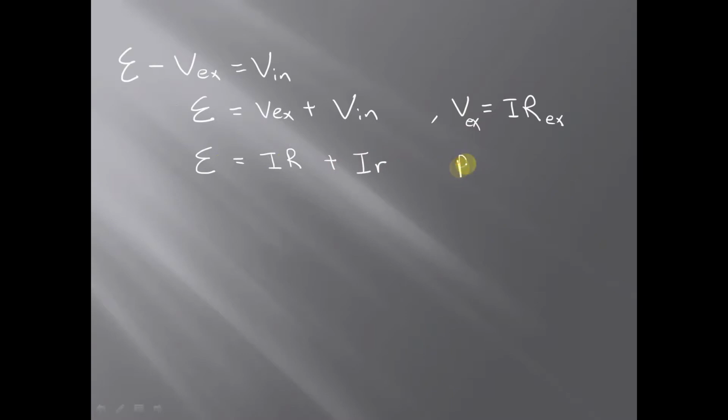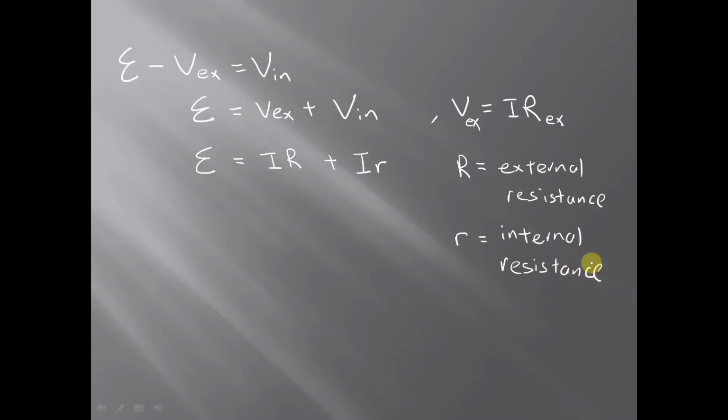So what does that mean? The capital R, kita namakannya sebagai external resistance, rintangan luar. Small r dinamakan sebagai internal resistance, rintangan dalam. Bermakna apa yang berlaku di dalam bateri. So that's the difference. Of course we can rearrange this: factorize the I, you become R plus small r. So that is a formula that we can use to do the calculation.